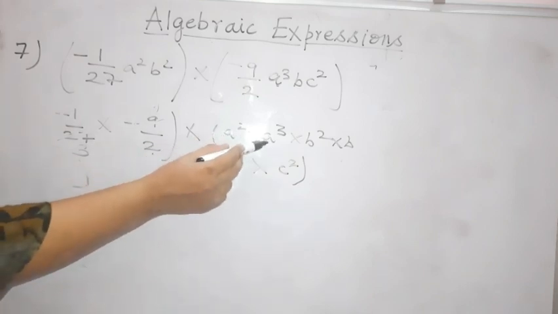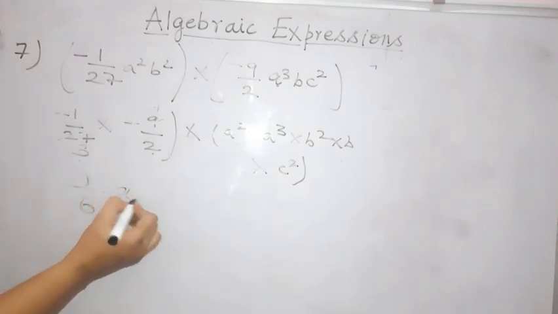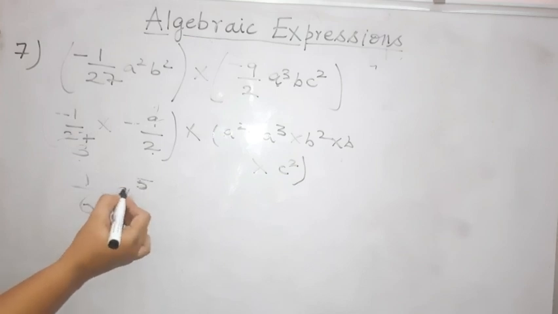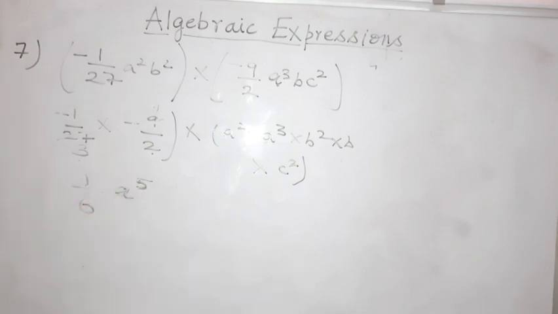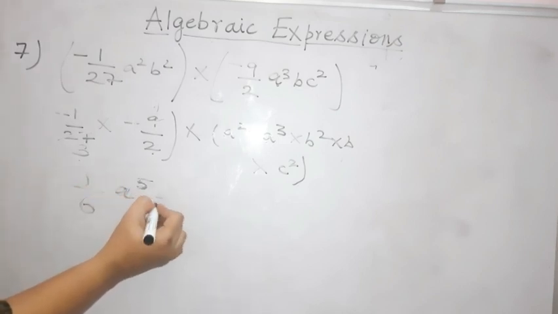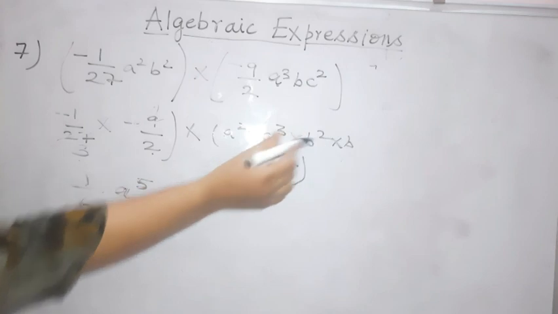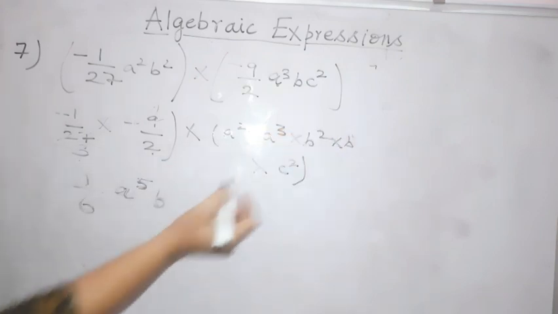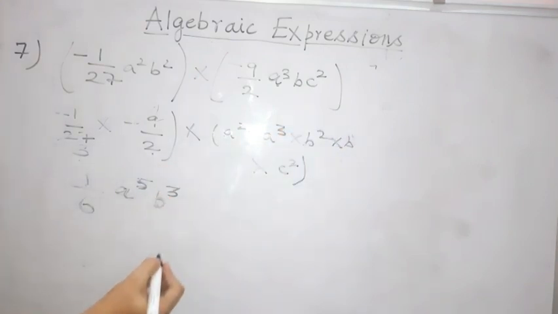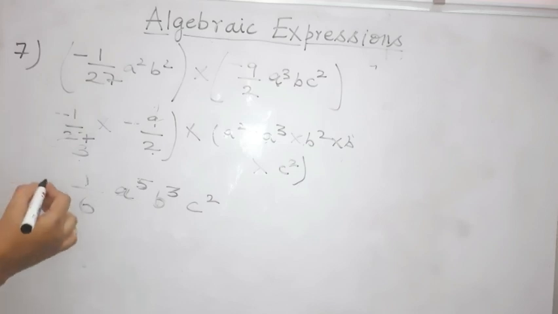Now a square multiplied by a cube, as per the law of exponents, will be a to the power of 5, as the powers in multiplication are added. Next, b square multiplied by b, that is b to the power of 1, will be b to the power of 3, and c square, only one c square was there. So the final answer will be 1 upon 6, a to the power of 5, b to the power of 3, and c to the power of 2. I hope you must have understood question number 7.